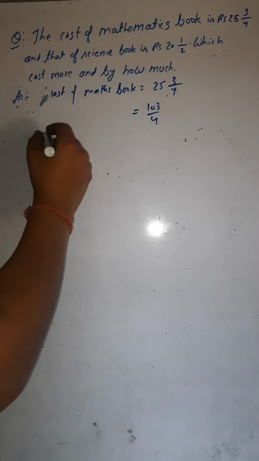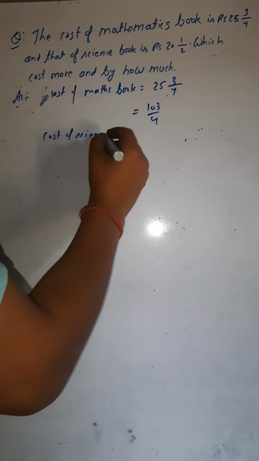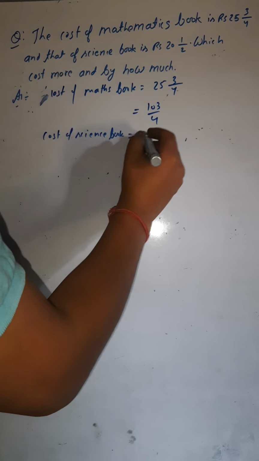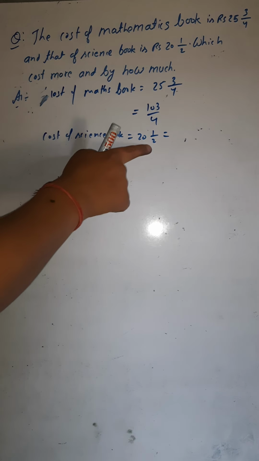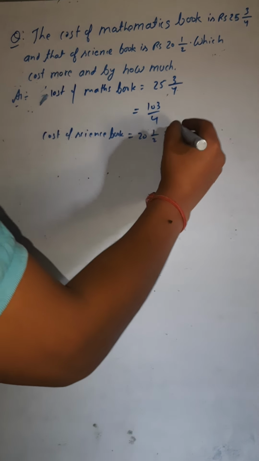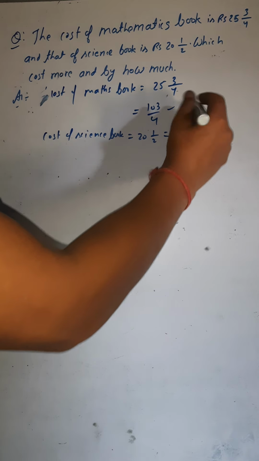Now cost of science book, if you see, cost of science book is how much? 20 whole 1 by 2. Just change it. 20 times 2 is 40, 40 plus 1, 41. So it would be 41 by 2. So this is the cost of science book and this is the cost of maths book.